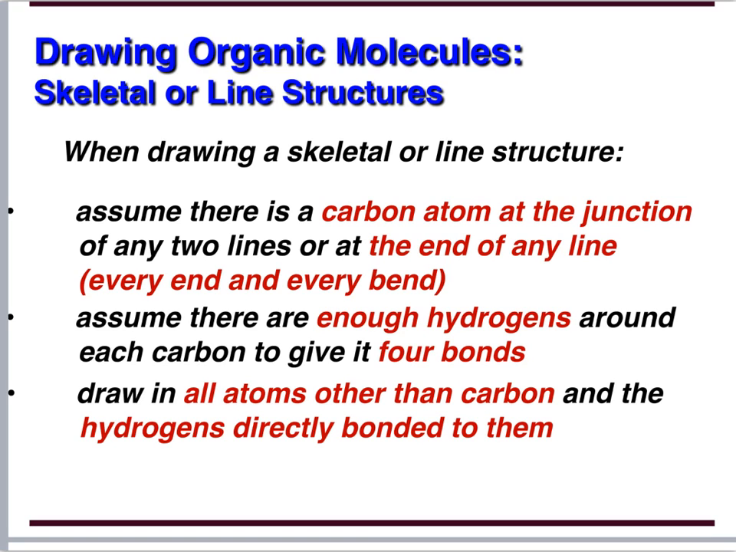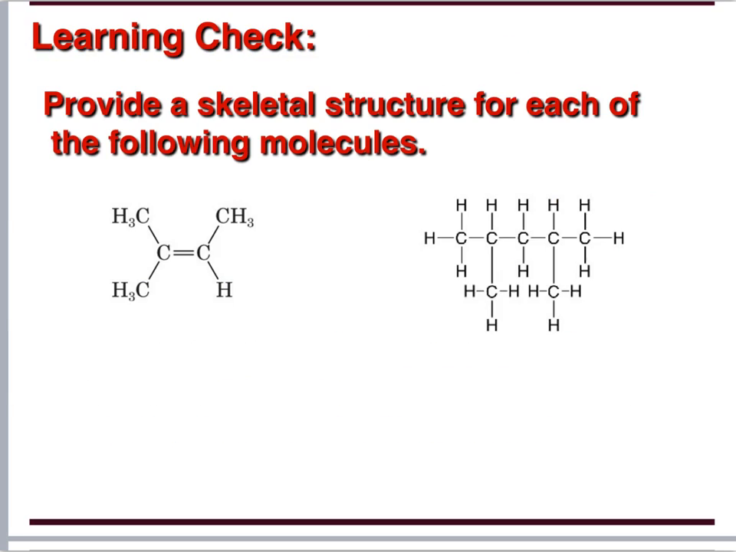Okay, now there's an even simpler way to draw these molecules, which is called a skeletal or line structure. The most important thing for you to remember is this part here. Every end and every bend to the line represents a carbon. And we're leaving off all of the hydrogen bonds and all of the hydrogens just to make the structure that much simpler. But again, the rule of thumb, every end and every bend represents a carbon.